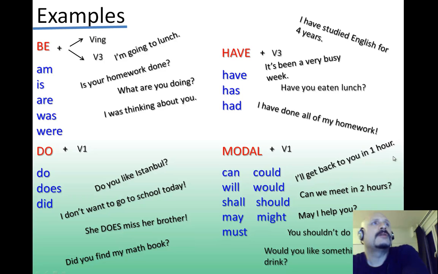One final thing. Notice here, I'll get back to you in 1 hour. In Turkish, you use the phrase, I will turn back to you 1 hour later. You don't say in 1 hour, you say in Turkish, 1 hour later. But that is not English. In English, we say, I'll get back to you in 1 hour. Here, can we meet in 2 hours? Again, we don't say 2 hours later, we say in 2 hours.